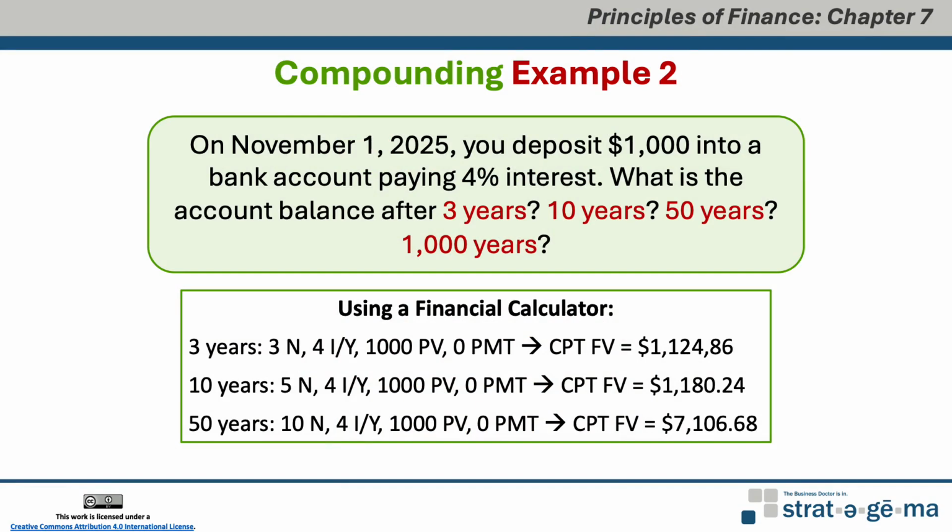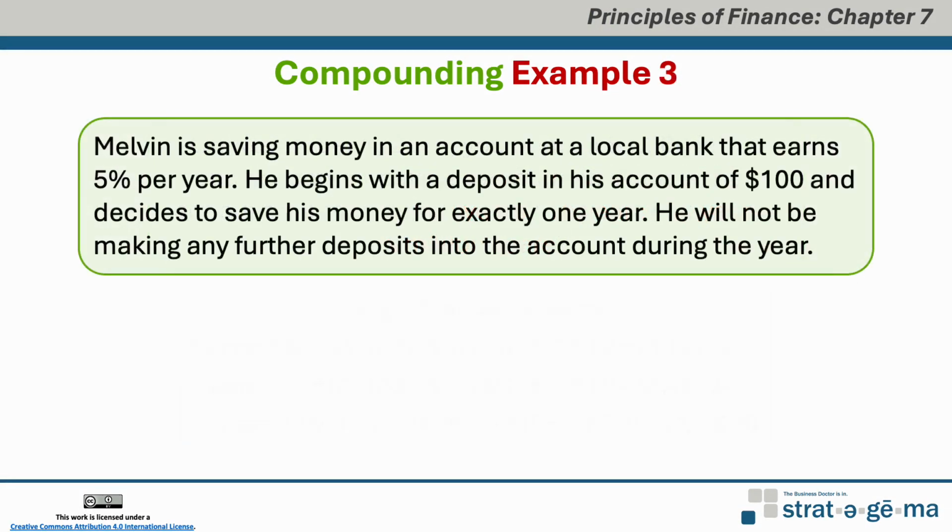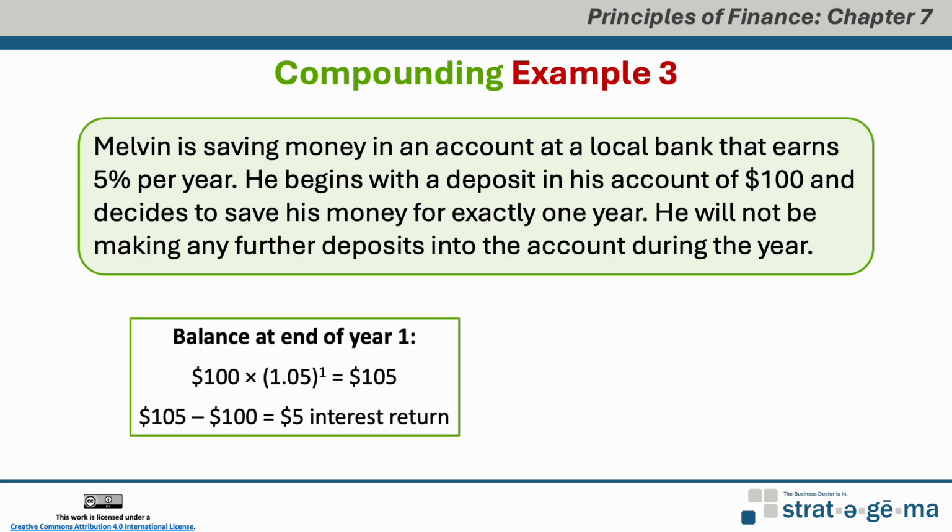Let's look at another example. You can get more comfortable with this stuff. So let's say Melvin's saving some money in an account at a local bank that earns 5% per year. So he begins with a deposit in his account of $100 and decides to save his money for exactly 1 year. Didn't make any further deposits into the account. So manually, the balance at the end of 1 year, $100 times 1.05 to the exponent 1, it's $105. And that means we can determine what the interest return is on that, right? So if the ending balance after 1 year is 105, the initial balance is $100, that's a $5 return.